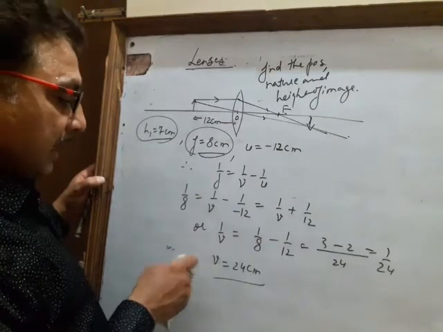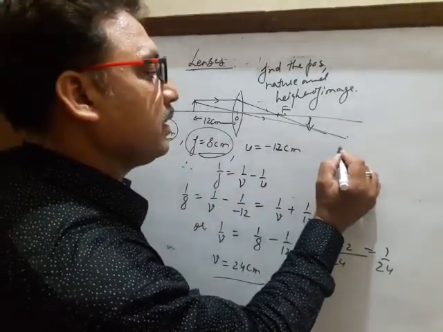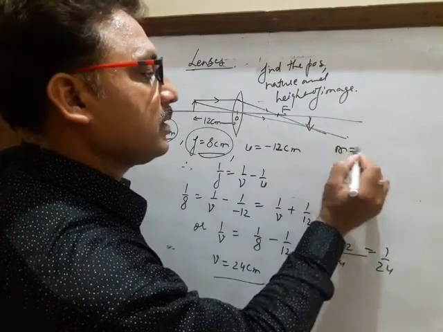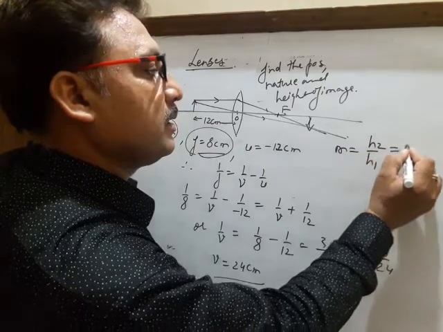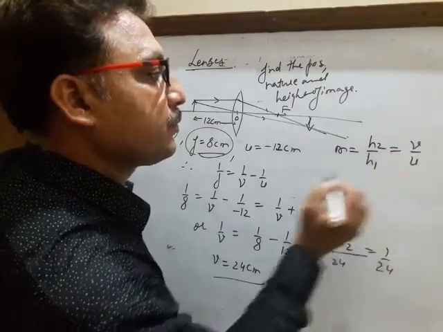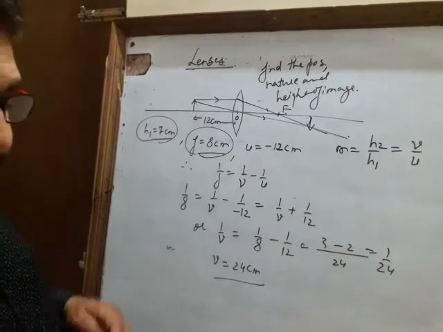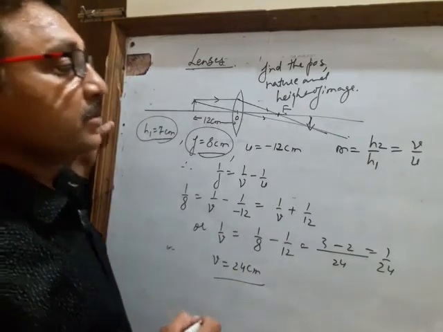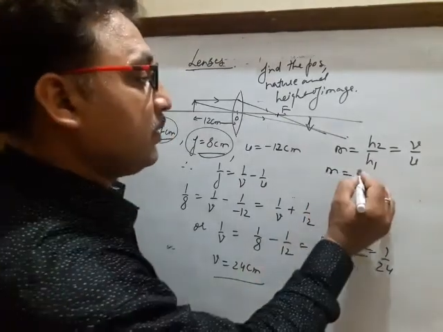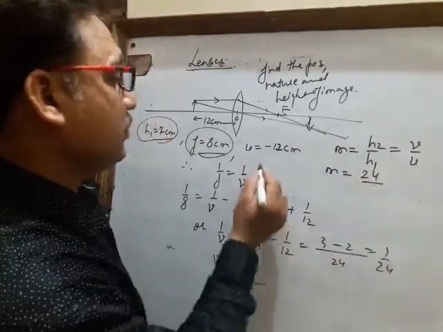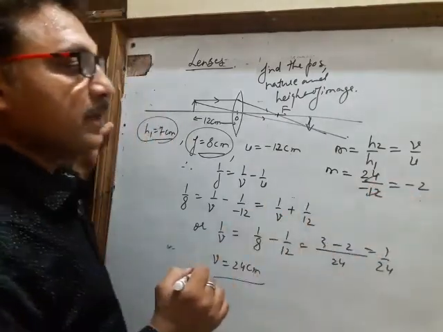Now you have to find the height of the image. So for height, what will you use first of all? What is the magnification in case of lenses? M is equal to h2 upon h1 equal to v upon u. I hope you remember this, the magnification. So M is equal to, what is v? 24 upon, what is u? Minus 12. So you get M equal to minus 2.